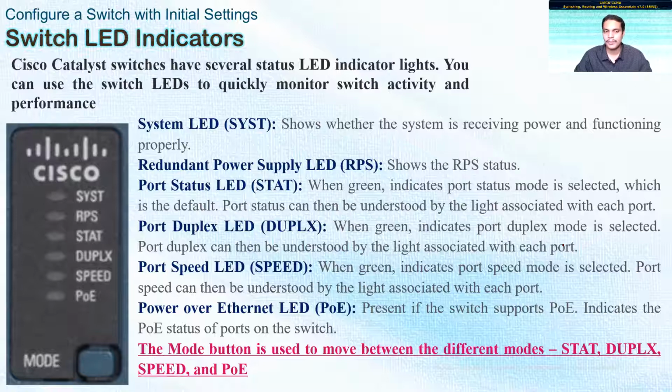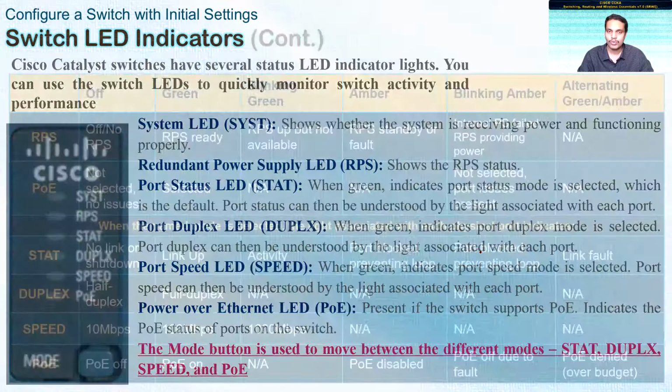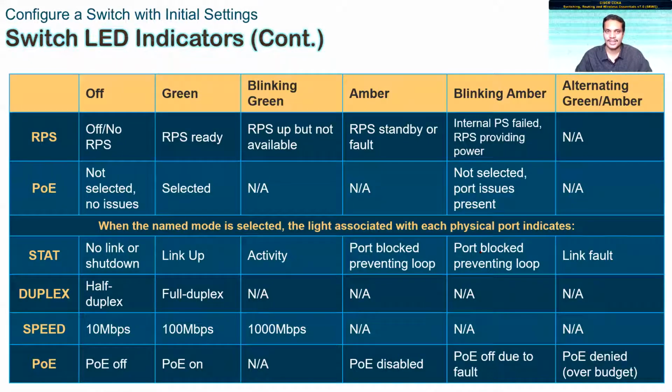Now, in order to toggle between these different modes, there is a mode button at the bottom. This is used to move between the different modes. You can switch between duplex status, duplex speed, and PoE. Now, when you move between these modes, the LED indicators represent different things.